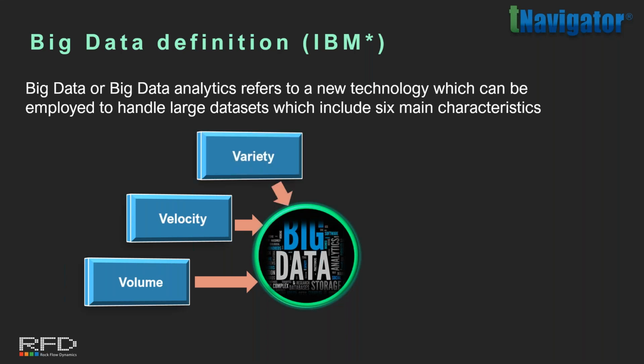Variety is the various types of data. You have well data, seismic data, production data, lab data. All of these different types of data need different kinds of treatment and analysis.